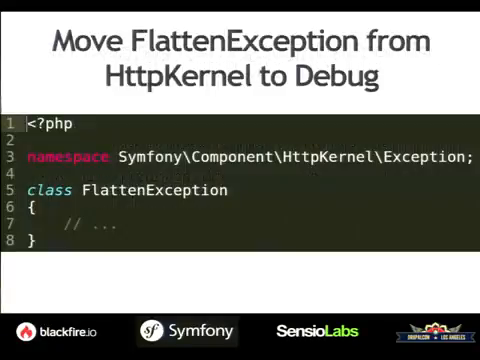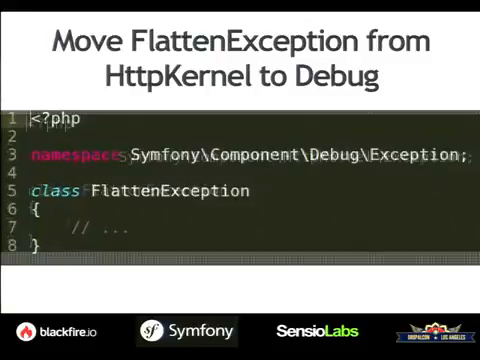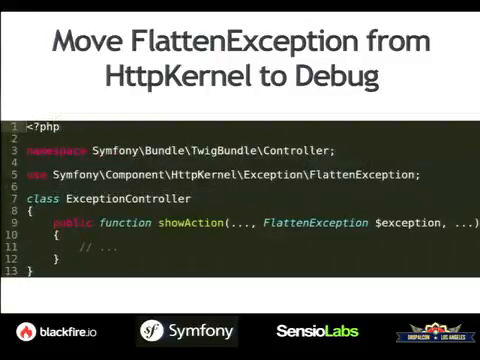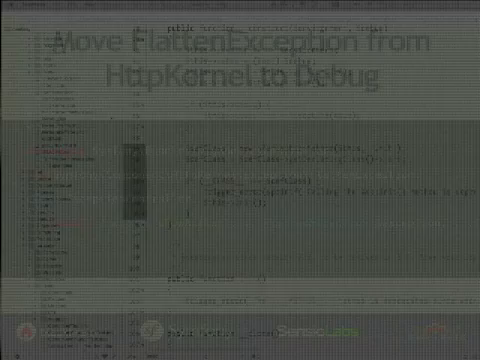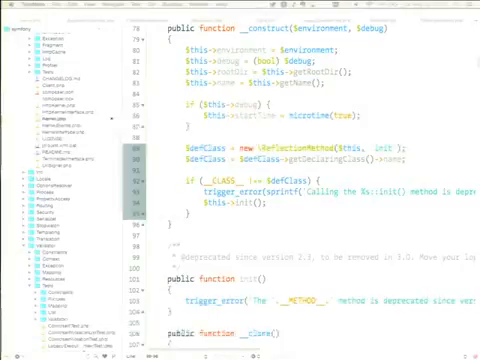Okay, so here is another example. Simple stuff like moving things around. We have this class which was part of HTTP kernel, but at some point we decided that it would have been better to move that to the debug component. And actually, when we created this class, the debug component did not exist. So we decided to move the namespace, but we keep backward compatibility. And if we have a look at the code, it's not that easy to get right.